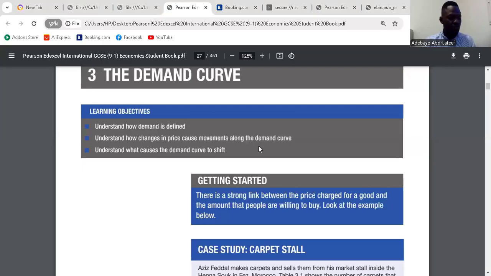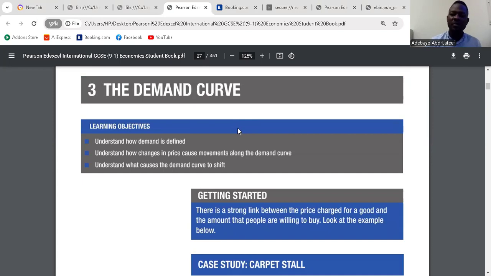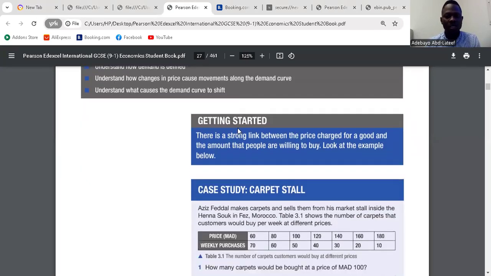We'll go to chapter 3, economics, the demand curve. Before we go to the demand curve, what is demand itself? Demand is the quantity of goods and services that consumers are willing to buy at a given price and time. That is demand. So let's just go down and see what they say here.